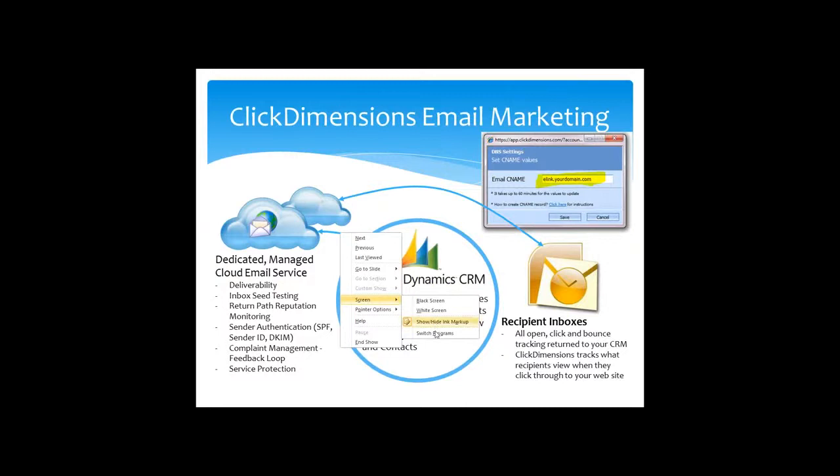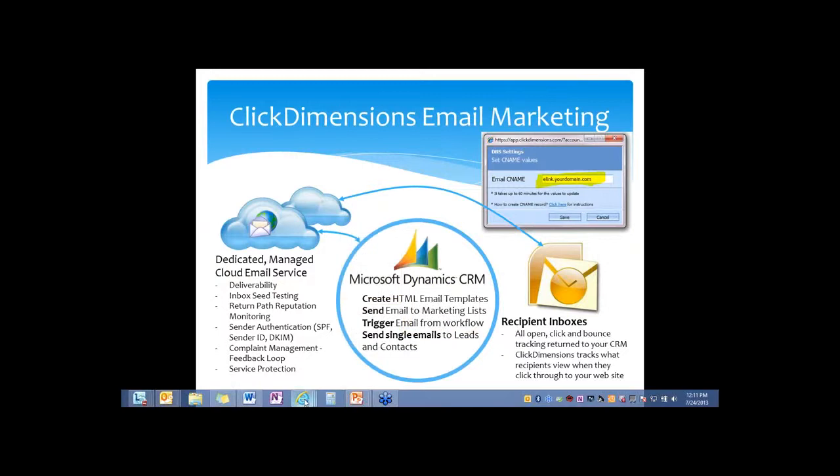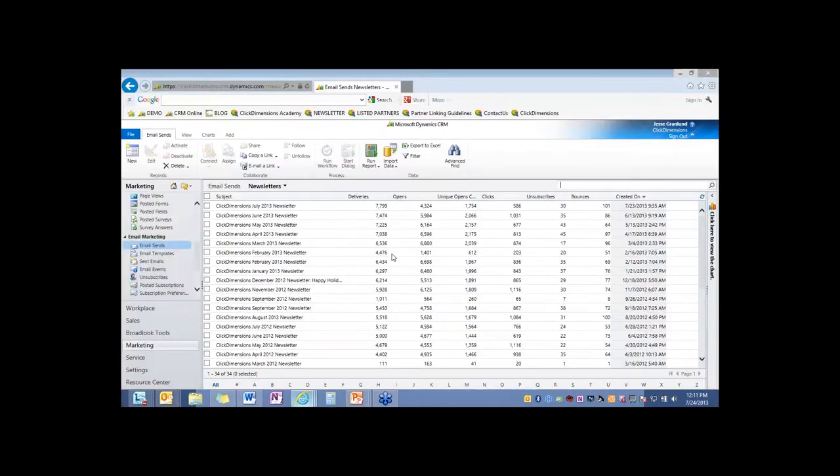So I will jump right into the live environment here and show you where ClickDimensions sits in the UI of Microsoft Dynamics CRM. The first thing I like to show is where ClickDimensions is located. Here you can see under the marketing tab, we have an analytics section and an email marketing section. I'm doing a demo today from our production environment, CRM Online, but this works with 4.0, 2011, and partner-hosted on-premise.